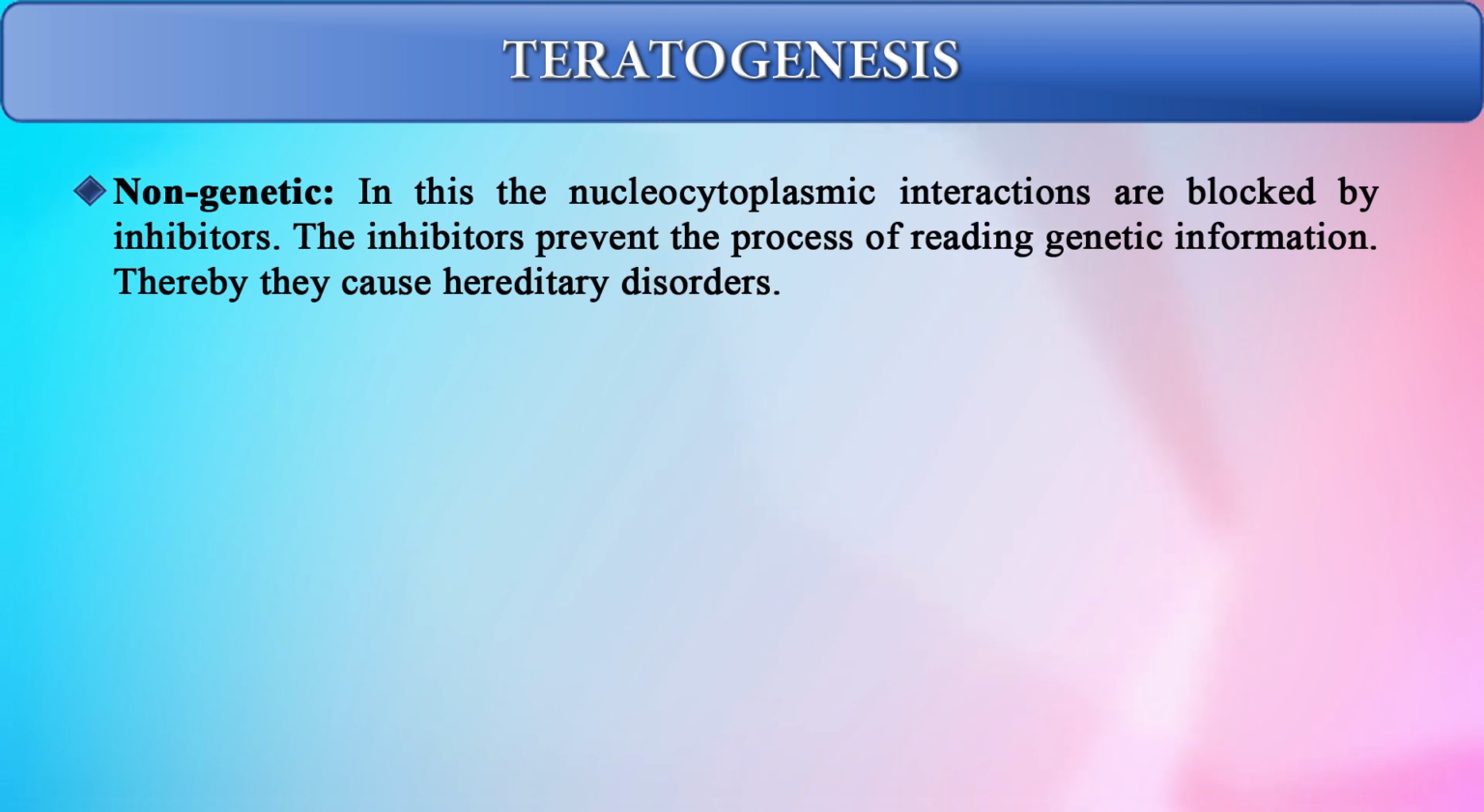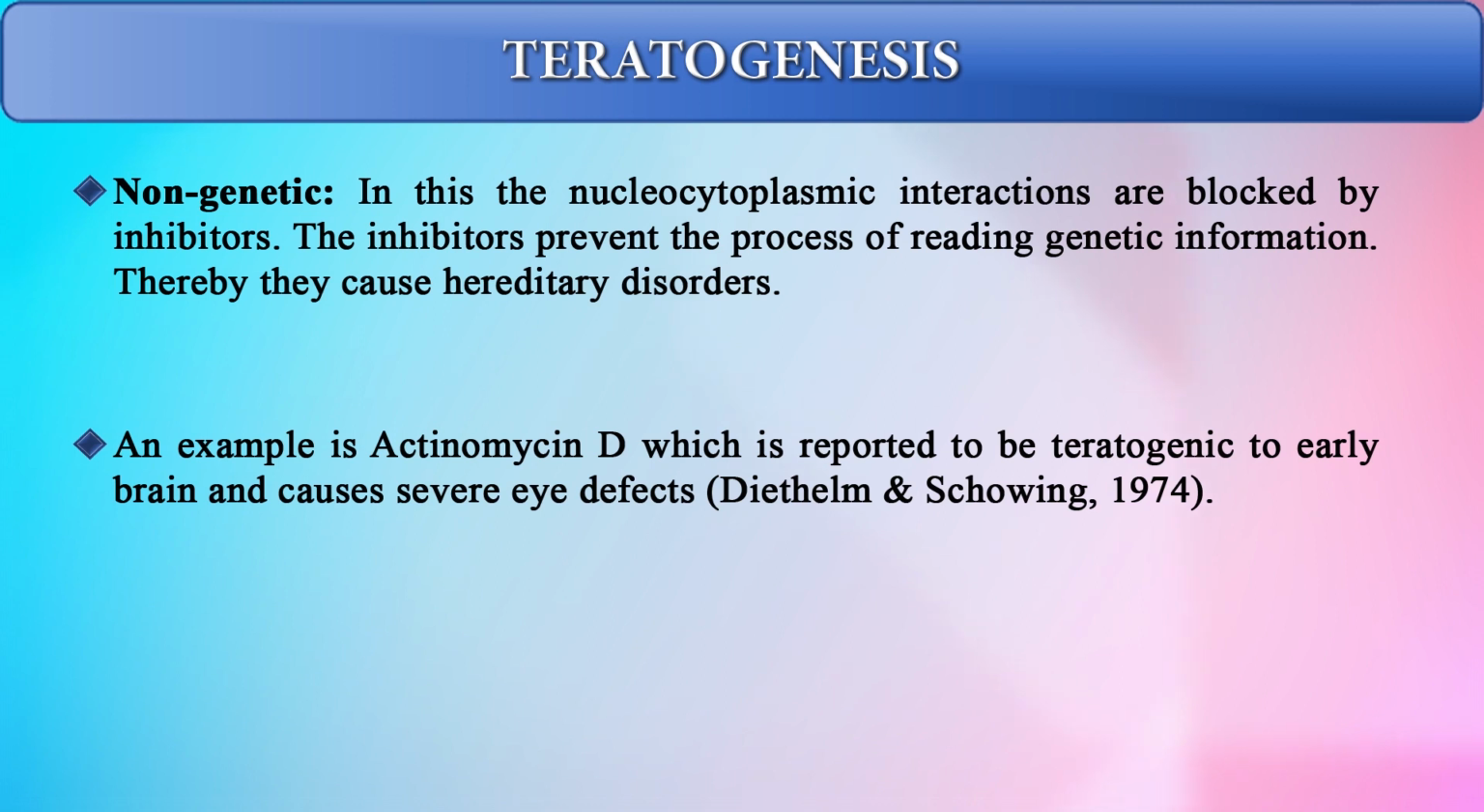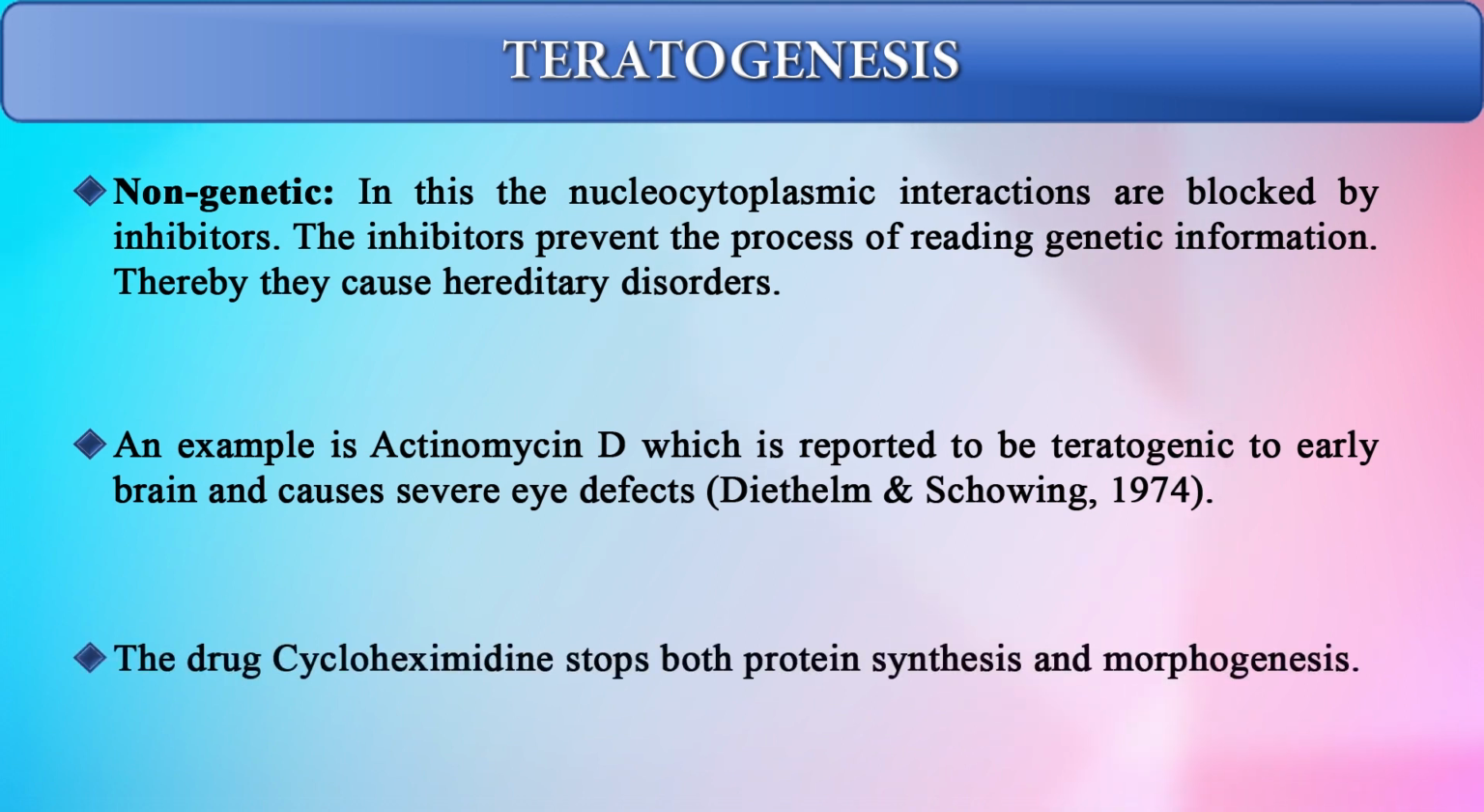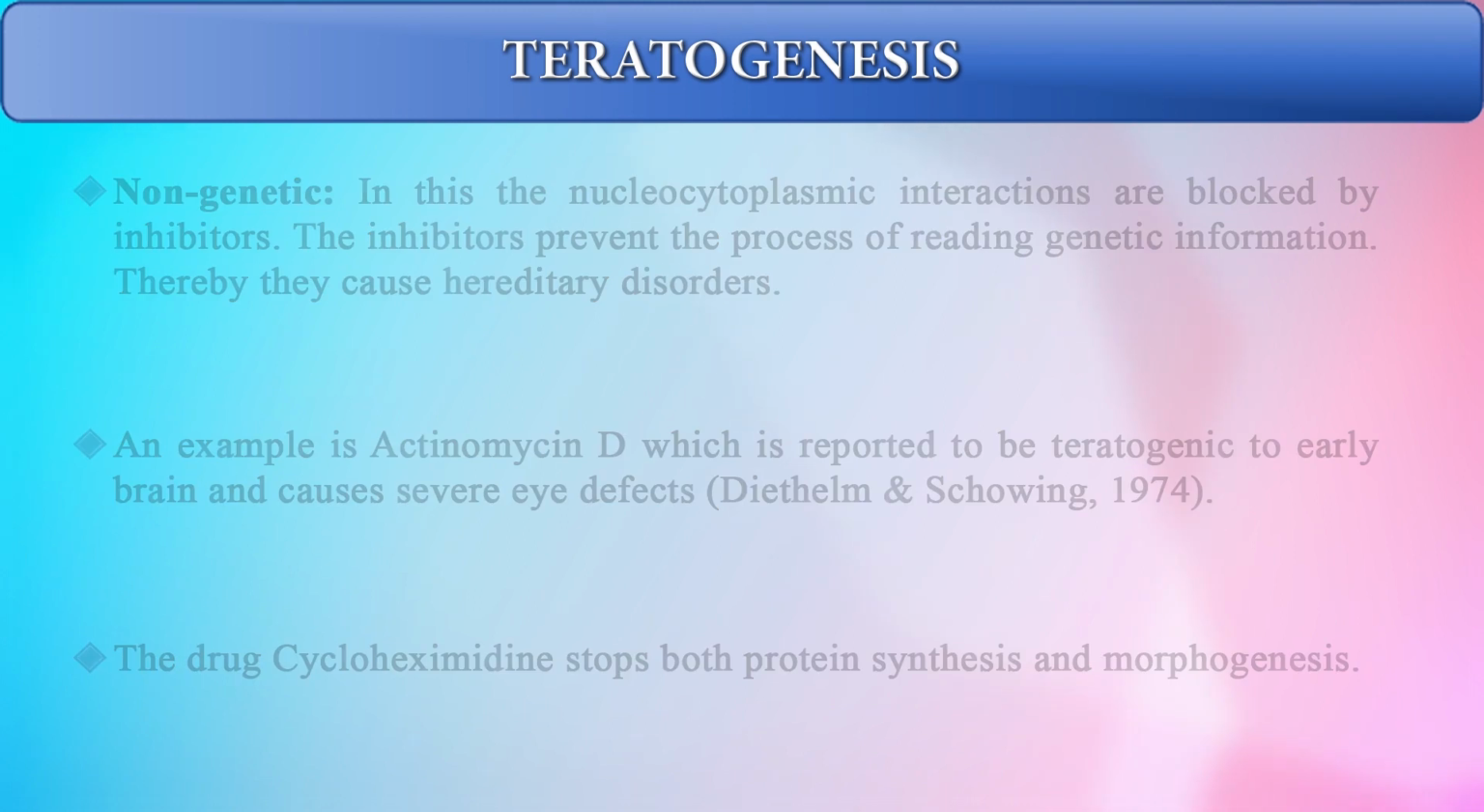Non-genetic. In this, the nuclear cytoplasmic interactions are blocked by inhibitors. The inhibitors prevent the process of reading the genetic information, thereby they can cause certain hereditary disorders. One example is actinomycin D, which is reported to be teratogenic to the early brain, and it can cause severe eye defects. The drug cycloheximide can stop both protein synthesis and also morphogenesis.